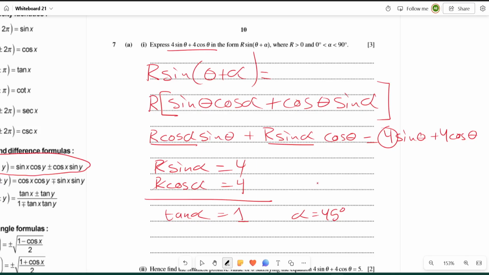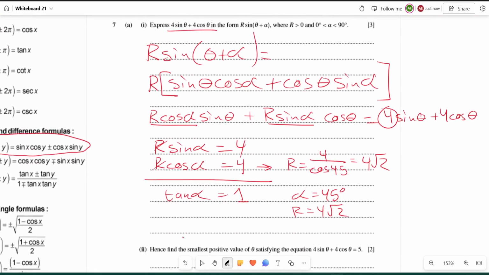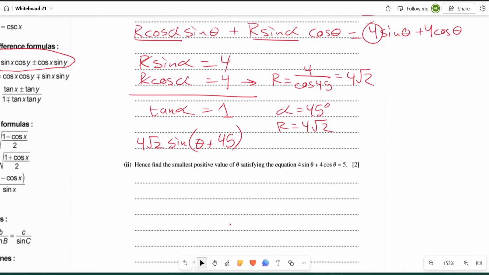Now I found alpha, I need to find r, so I can use any equation of those. Let me use this one. So r is going to equal 4 over cosine alpha, which is cosine 45. So 4 over cosine 45 is going to give me an answer of 4 root 2. So r is equal to 4 root 2. So basically this whole thing is going to equal 4 root 2, which is the r, times sine of theta plus 45 degrees. So this is how to solve this question.